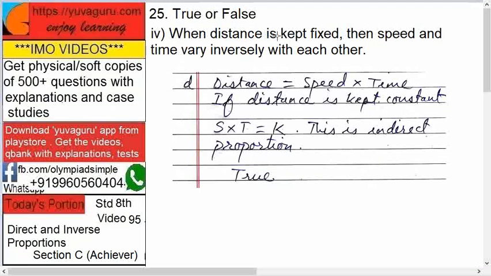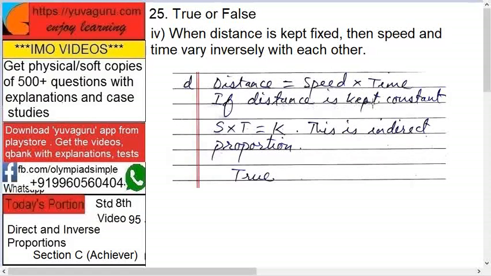Next, when the distance is kept fixed, then the speed and time vary inversely with each other. So what is distance? Speed into time. Now this is kept as constant. So speed into time. What do you mean? What is the definition of direct proportion or inverse proportion? Inverse means the product of these two should be constant. That's what is called inverse. And if the division of these two is constant, then it's called direct proportion.